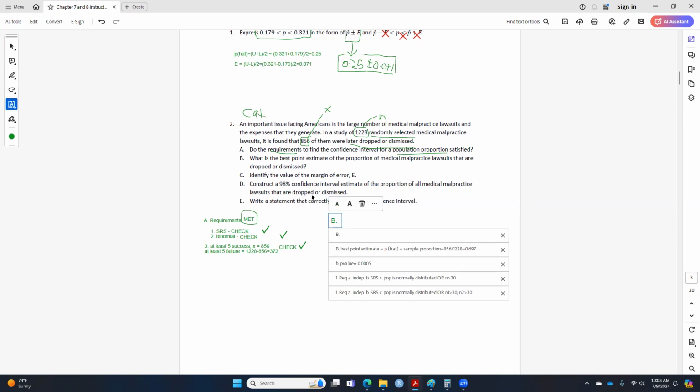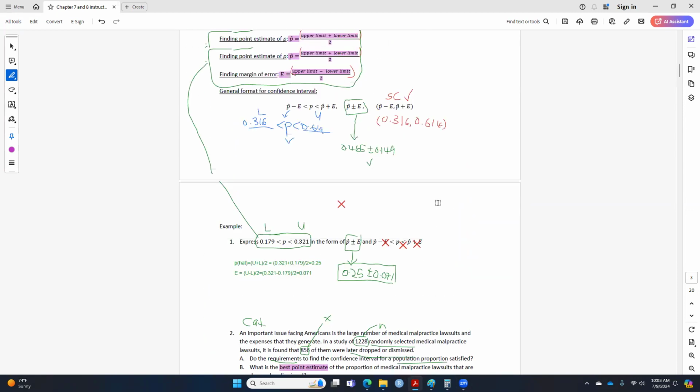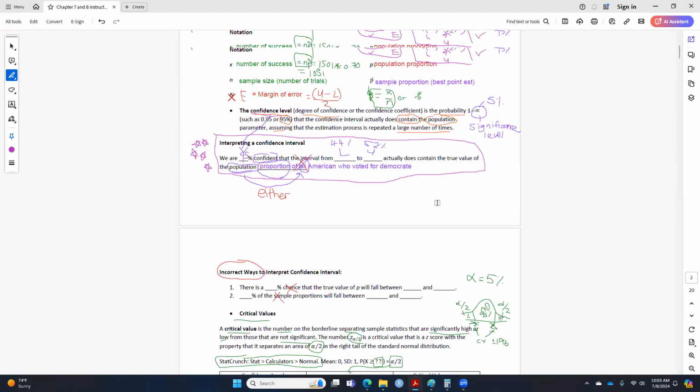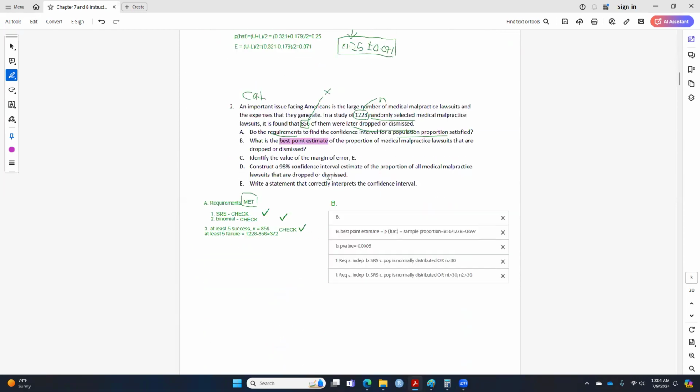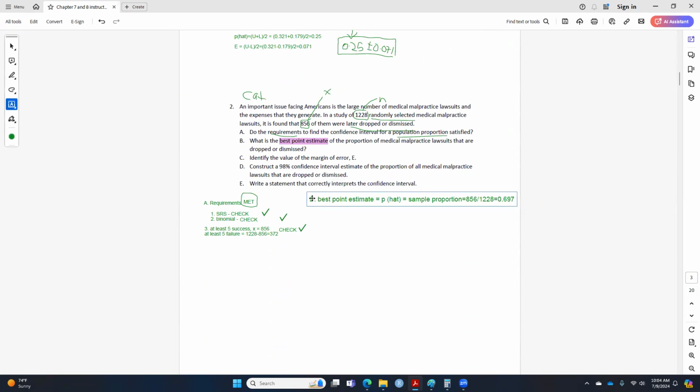For question B, they're asking us what is the best point estimate for the proportion of medical malpractice suits that are dropped or dismissed. If you remember, the best point estimate for a population proportion is the sample proportion p-hat. So sample proportion p-hat is the best point estimate for the population proportion.